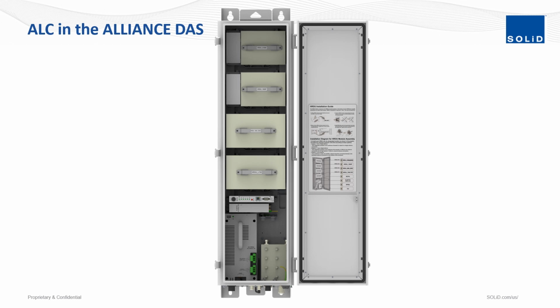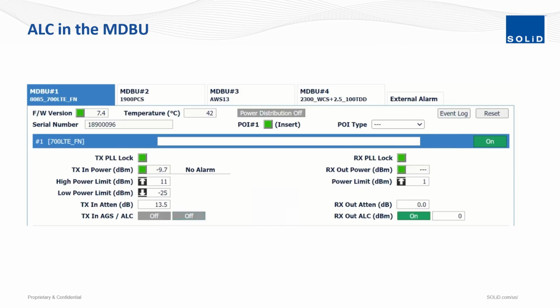ALC is activated and adjusted using either the Alliance user interface or the DAS management system, the DMS 1200. What you see on screen now is the MDBU control tab of an Alliance DAS utilizing the DAS management system. First, let's look at TX-in ALC.